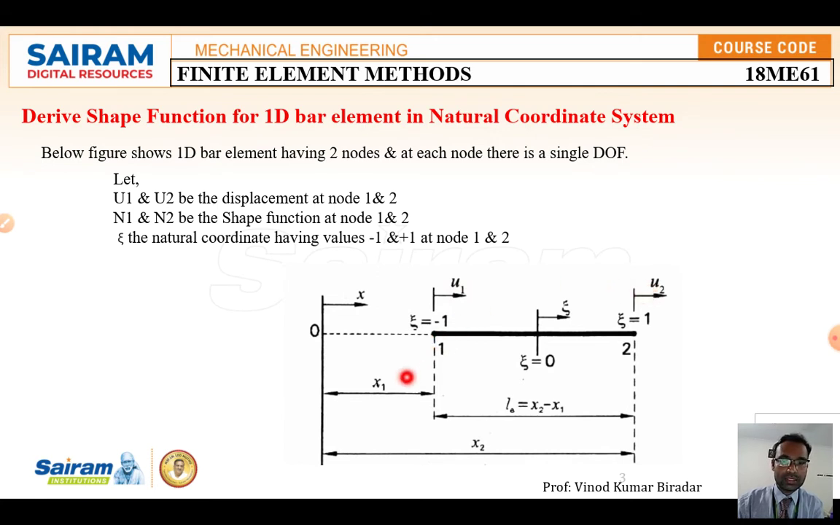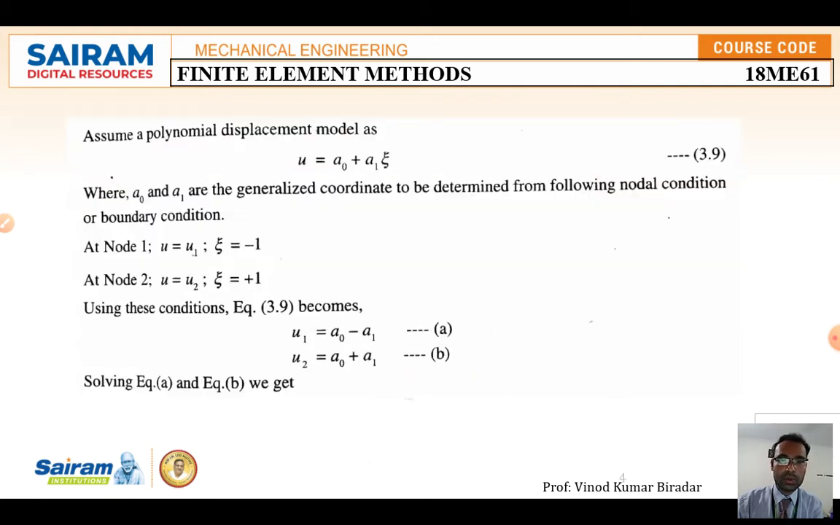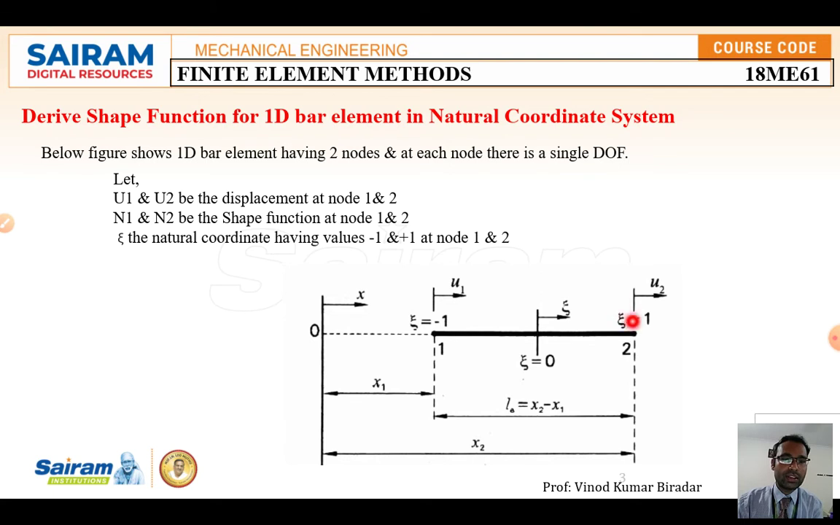Okay, so at node number 1, x is x1, and the length at node number 2 is equal to x2 minus x1. Okay, so at node number 1, u is equal to u1 and the zeta value is -1. Okay, you have to remember this. At node number 2, u is equal to u2 and the zeta value is equal to 1.